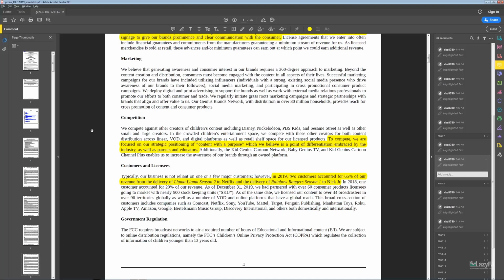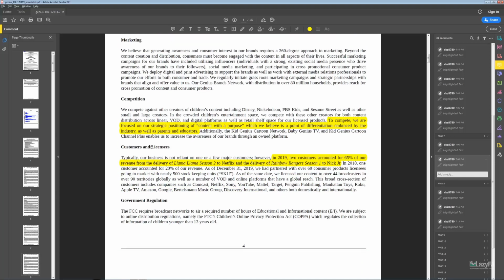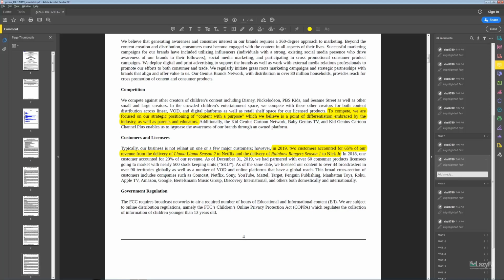This is why I like to use PDFs, because then you can just go through and add your annotations and highlight things and come back to it later and sort of skim and just look for your highlighted notes. Again, to compete, they focus on their strategic positioning of content with a purpose, which they believe is a point of differentiation embraced by the industry, as well as parents and educators. So, their idea with this is that they're producing content that is more pure, and so that's a point of differentiation for them.